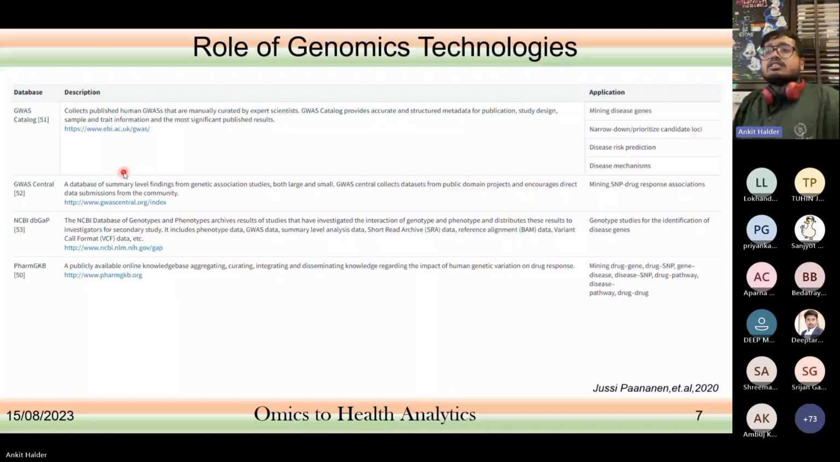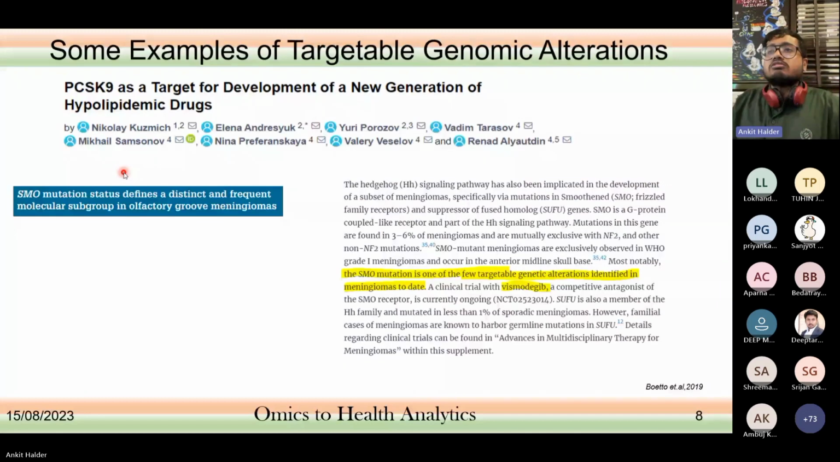Now I'll just give you an example of targetable genomic alterations. Like PCSK9 has been used as a target for development of a new generation of hypolipidemic drugs. Similarly, in one kind of brain tumor, that is meningioma, the SMO mutation has been identified as one of the few targetable genetic mutations. Since it is mostly a heavily NF2 mutated tumor, still the SMO mutation is one of those targetable genetic alterations that have been identified in meningioma.